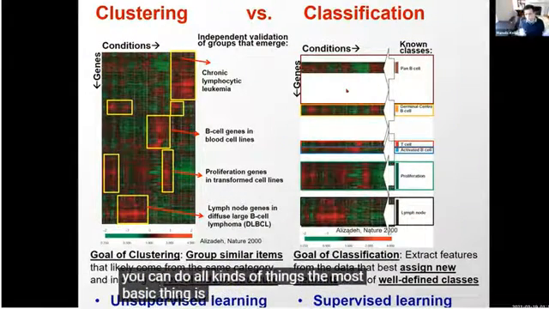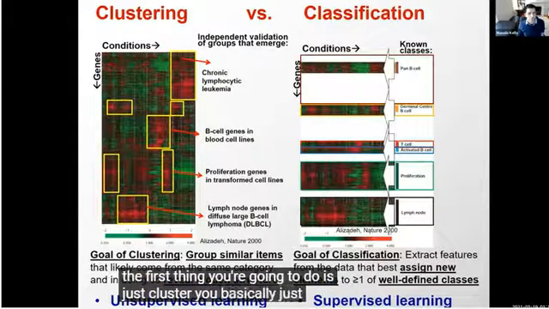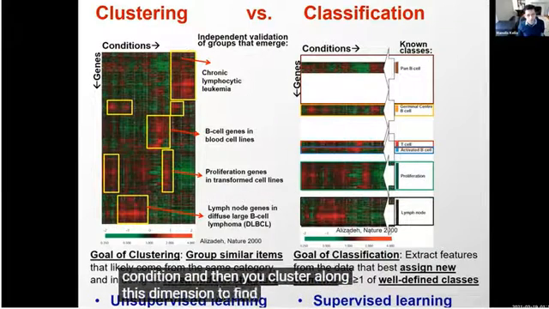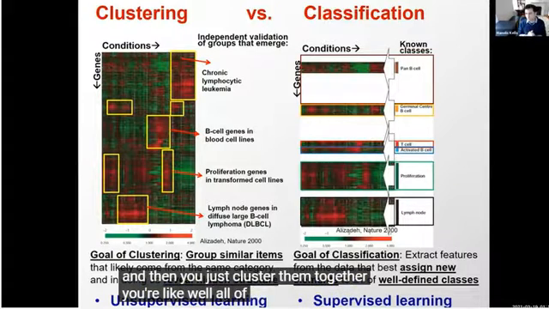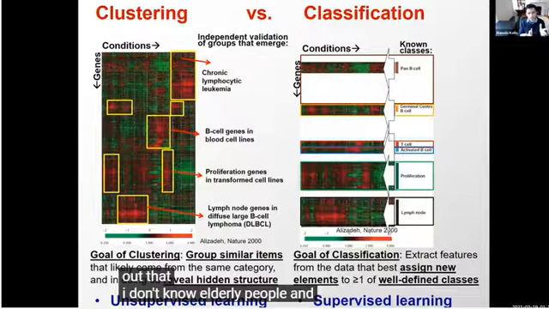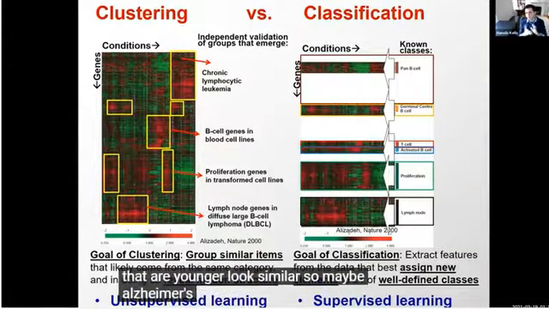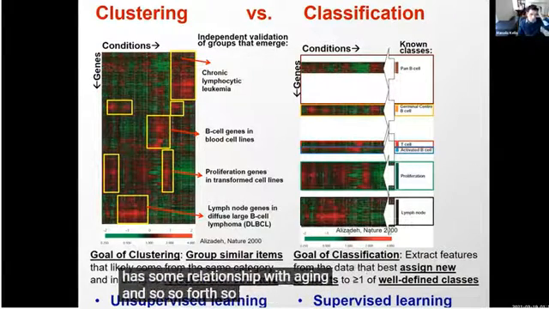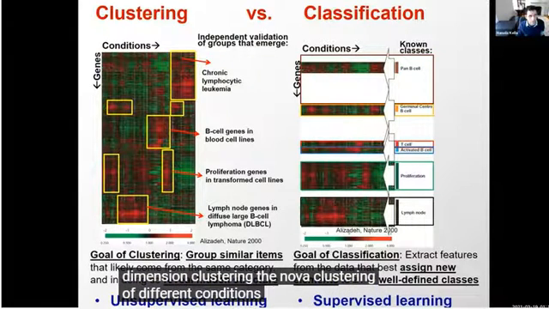The most basic thing is don't bother with deep learning. The first thing you're going to do is just cluster. You basically just take all of your gene by condition matrix, and then you cluster along this dimension to find similar conditions to each other. You're like, well, all of these experiments are very similar. It turns out that, I don't know, elderly people and younger people with Alzheimer's look similar. So maybe Alzheimer's is a component of aging or has some relationship with aging, and so on and so forth. So that's along this dimension, de novo clustering of different conditions.